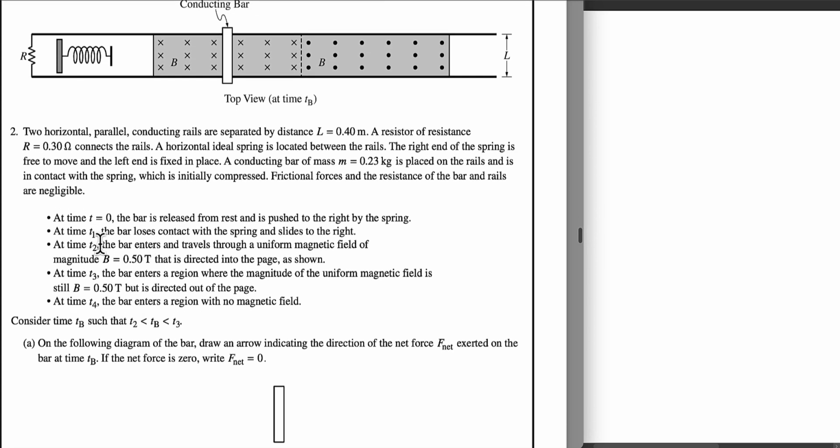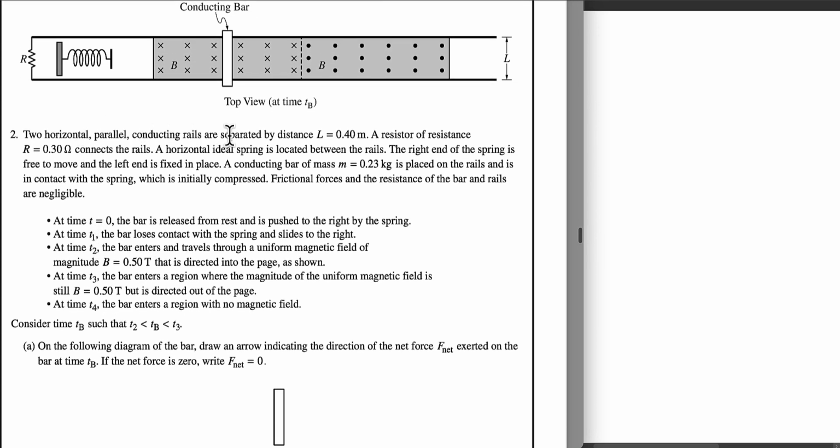Two horizontal parallel conducting rails are separated by a distance L equals 0.4 meters. I refer to this distance. And a resistor of resistance R equals 0.3 ohm connects the rails. A horizontal ideal spring is located between the rails. The right end of the spring is free to move, and the left end is fixed in place. If we set up here, the spring can move this way.